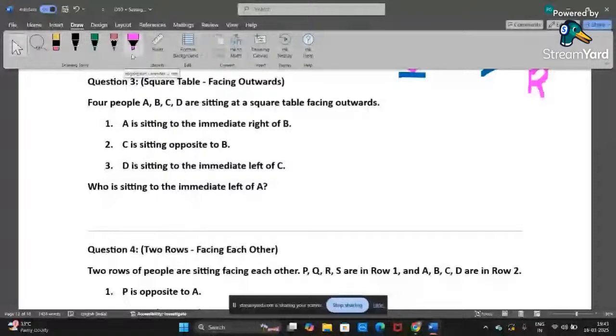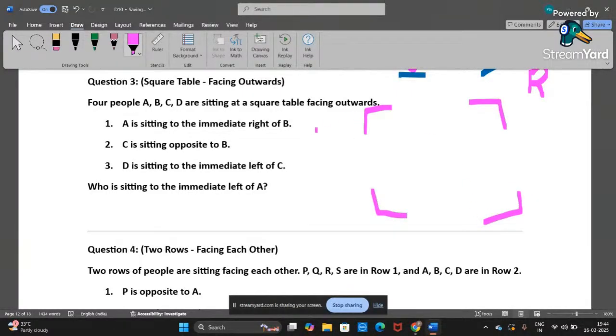We'll solve this. This is similar to the previous one which we have solved, but there they are facing towards the center, whereas here they are facing outside. There are 4 positions. They're facing outside, not towards the center. A is sitting to the immediate right of B. So if A is here, its immediate right means here, because they are facing towards outside. So A is sitting immediate right of B.